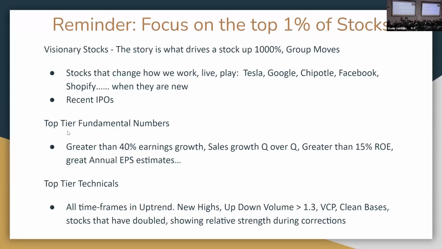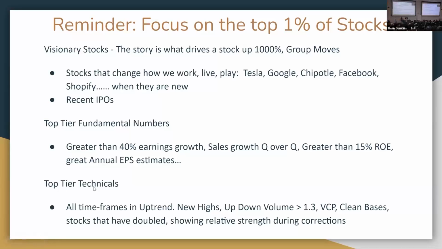Another way to look for these visionary stocks is to focus on the fundamental numbers that I'm sure you've learned in this class. Looking for over 40% earnings growth quarter over quarter, sales growth quarter over quarter greater than 15%, ROE, even higher is better, great annual EPS estimates. All these different things that we can screen for are a way to get those stocks in your system and make sure that we're focusing on a strong universe of stocks.